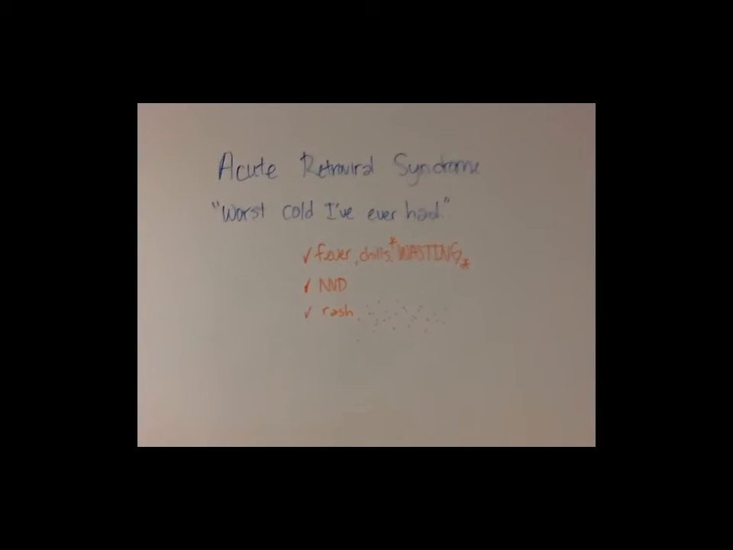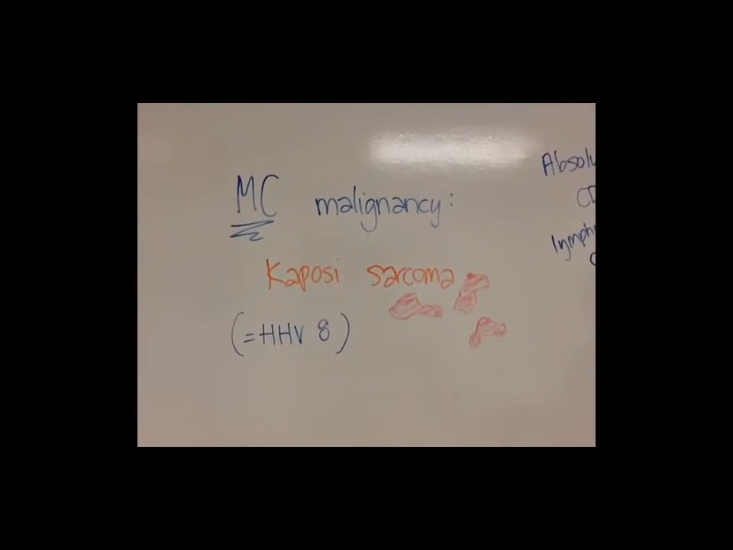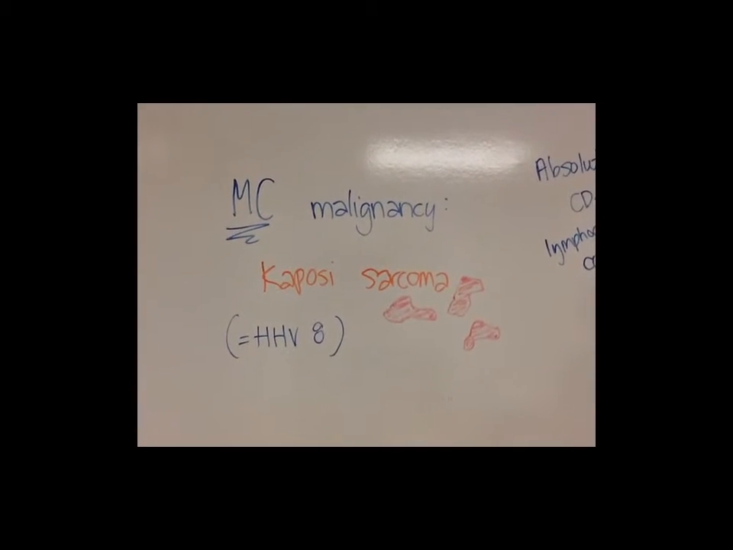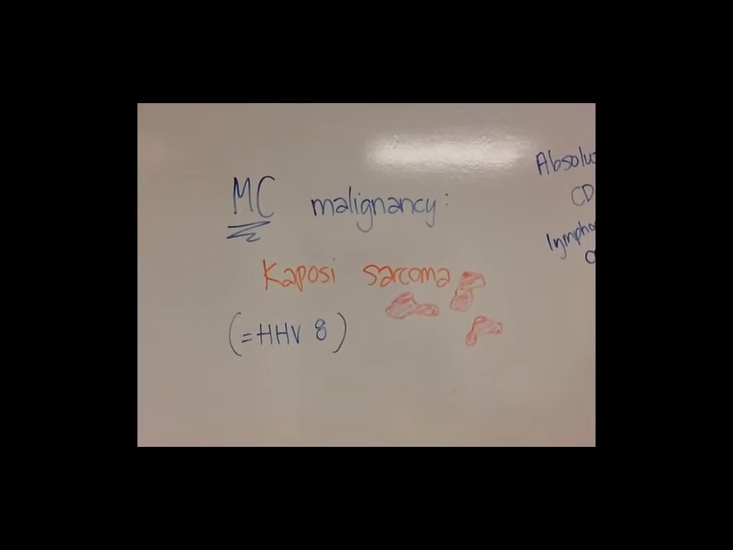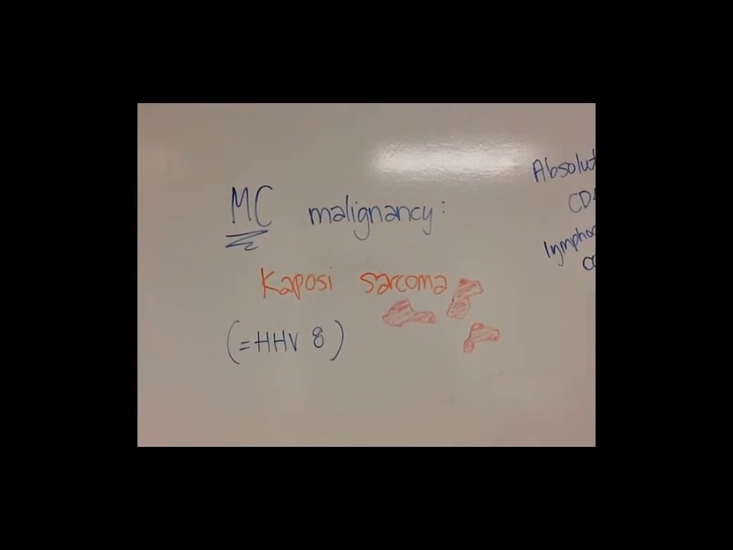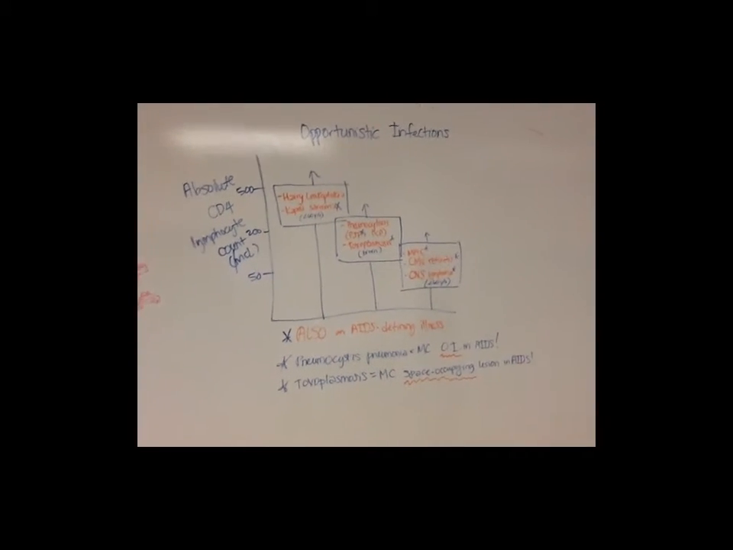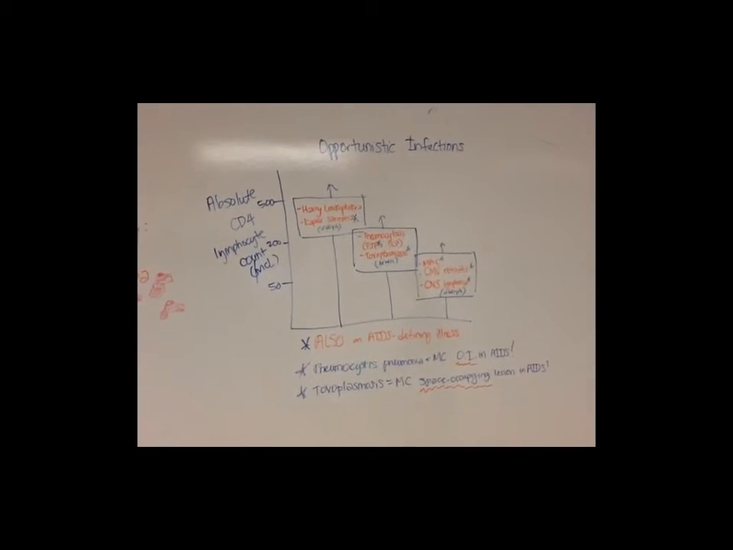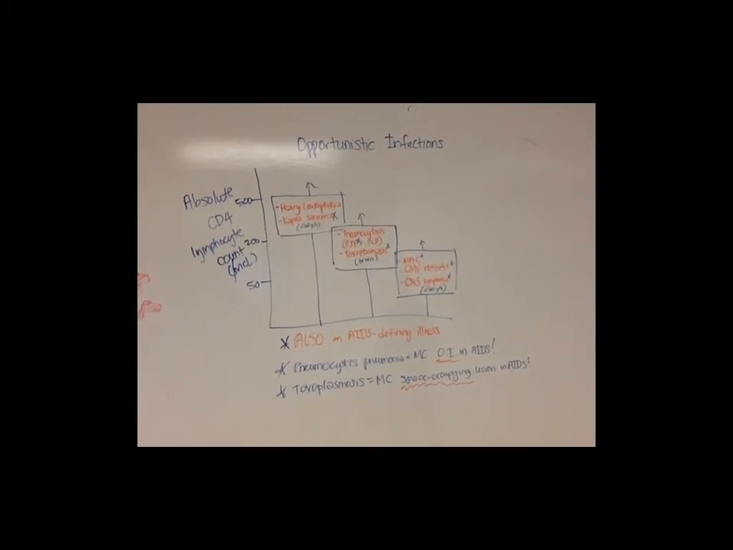Then moving on to chronic complications of AIDS. The most common malignancy in AIDS is Kaposi sarcoma. We talked about herpes viruses. This is herpes virus 8. It is a violaceous plaque. And moving into opportunistic infections that can affect AIDS patients, they get more severe as the CD4 count goes lower and lower.